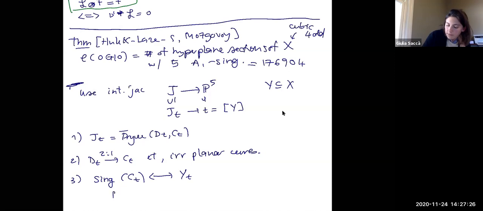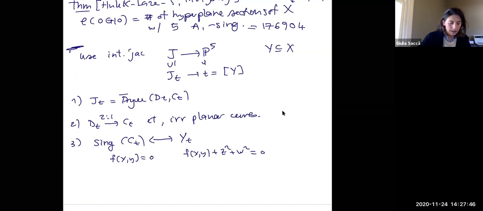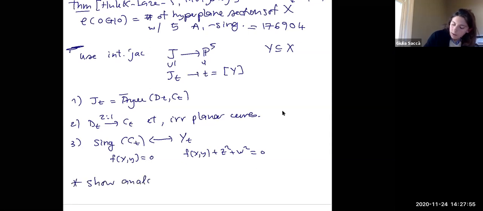Namely, if the curve is given by local equations f(x,y) = 0, then the cubic threefold will have local equations f(x,y) + z^2 + y w^2 = 0. Okay, and there's also a statement about the relative family, which I'm not going to get into. And so the crucial part is to show an analog of 2 and 3 above for Prym varieties.